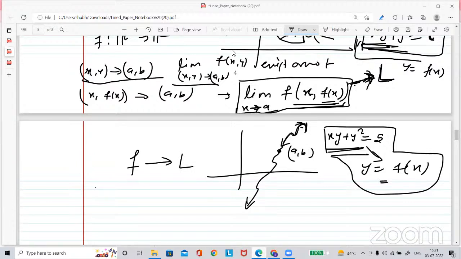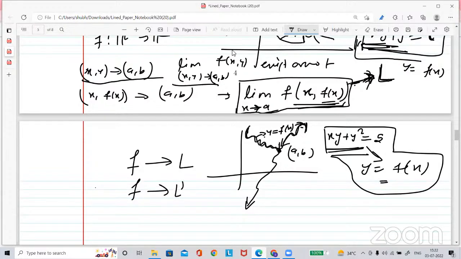So not only a particular... suppose, let me tell you, the difference is, suppose we are approaching according to this curve. Let's say y is equal to some function. If you are able to approach according to this curve, but your function is now approaching a different limit L.